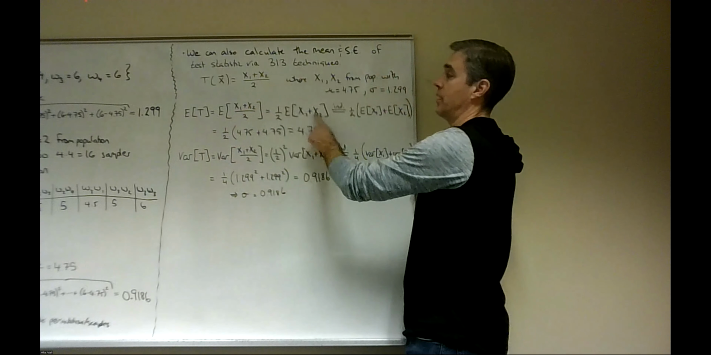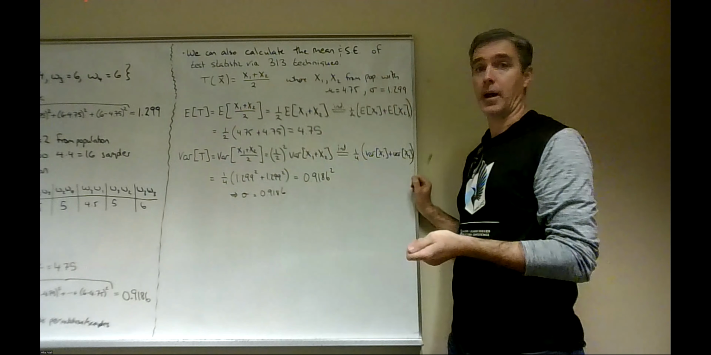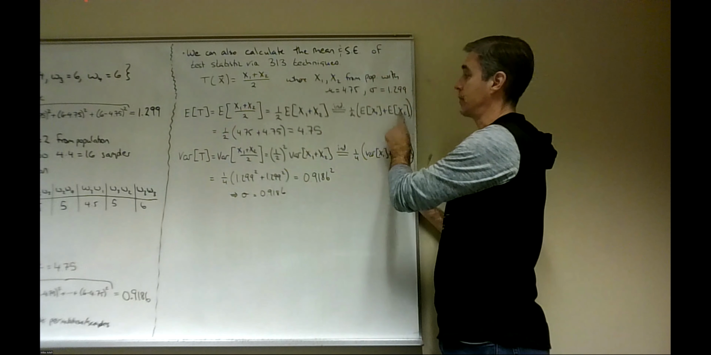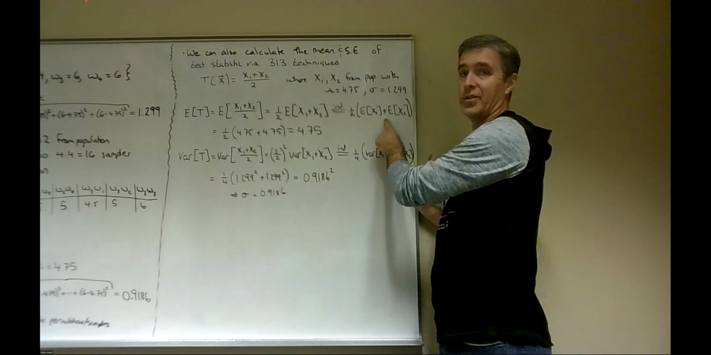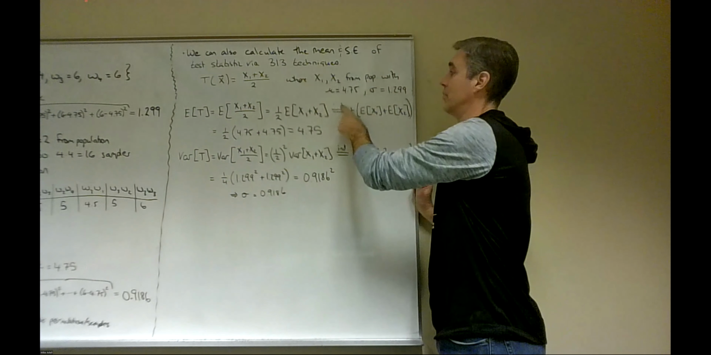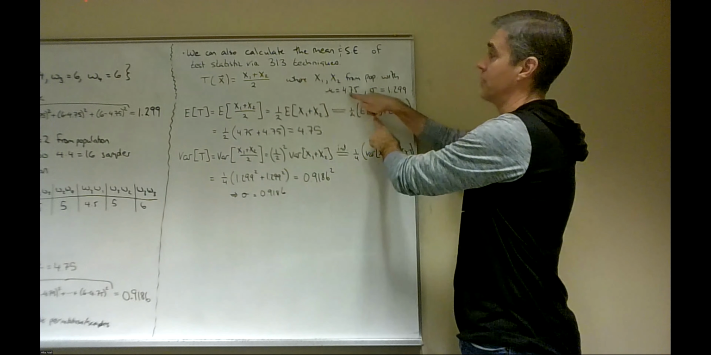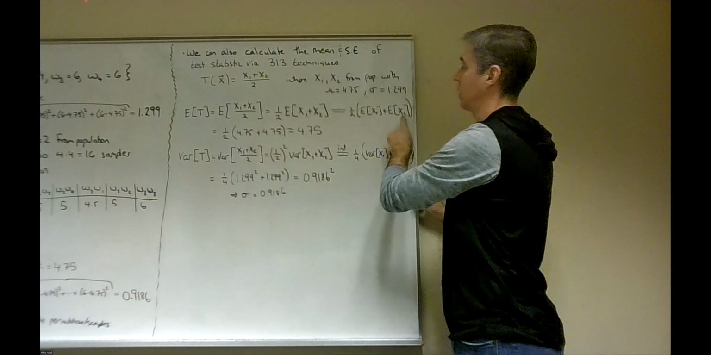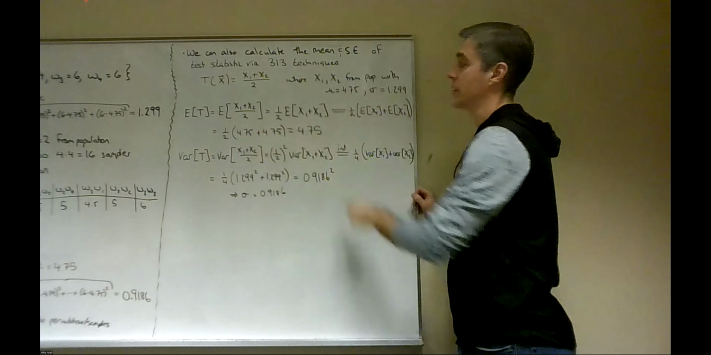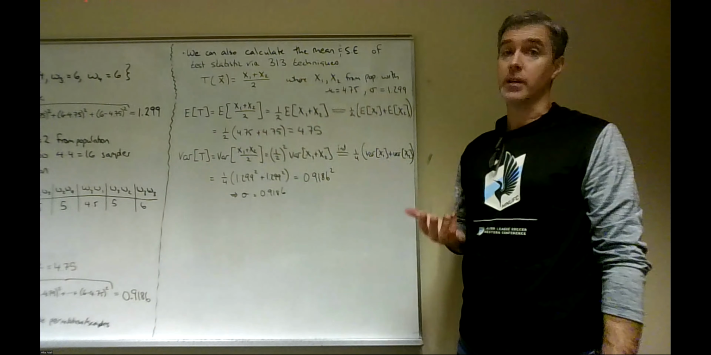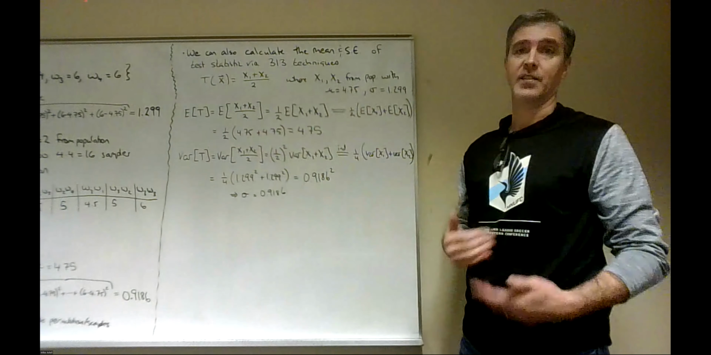And since x1 and x2 are a random sample from the population, they're independent of each other. And by independence, I can split the expected values nicely. I can do that anyway. I guess I didn't really need independence for that. Expected value of x1, well, that's the mean of the population. Expected value of x2, that's the mean of the population. So I get 4.75. Could have also calculated the variance of our test statistic and then gotten the standard error of it.